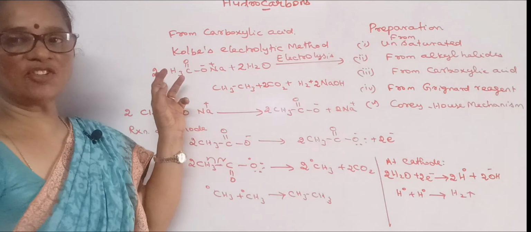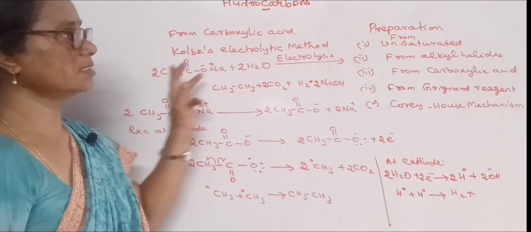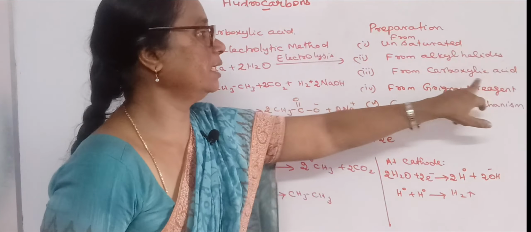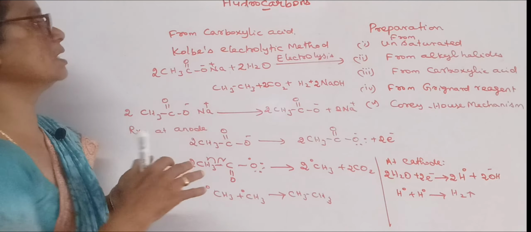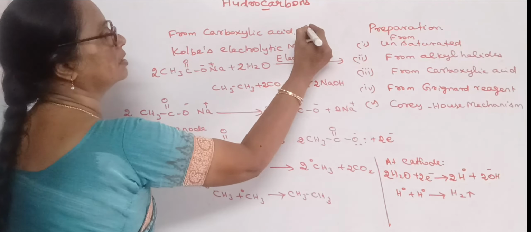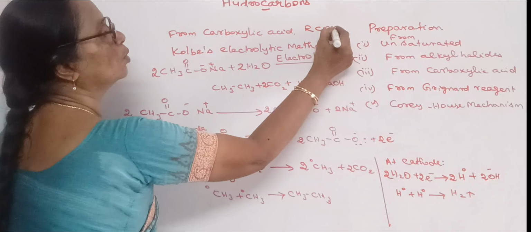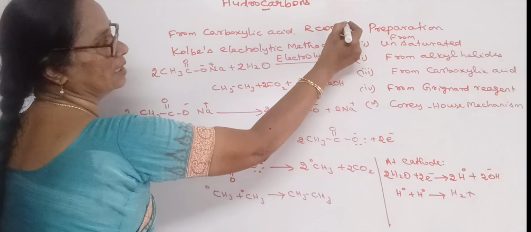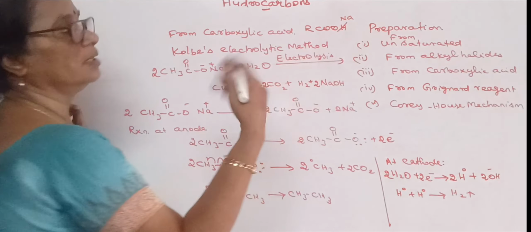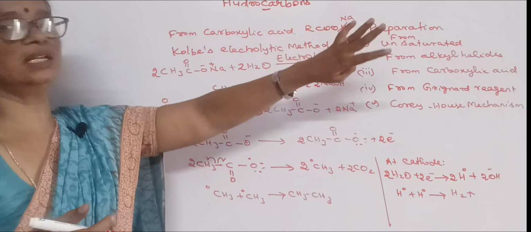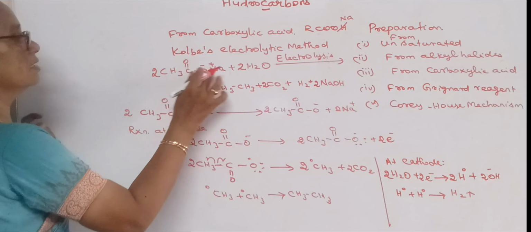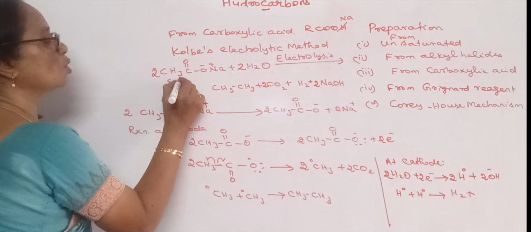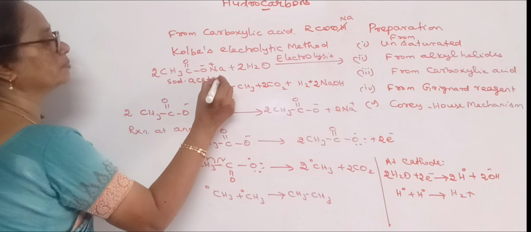The next method is preparation of alkanes from carboxylic acid. Let us take the salt of carboxylic acid. What is carboxylic acid? It is COOH. This H is replaced by Na. That means the carboxylic acid with sodium hydroxide forms a salt of carboxylic acid. So I have taken sodium acetate.